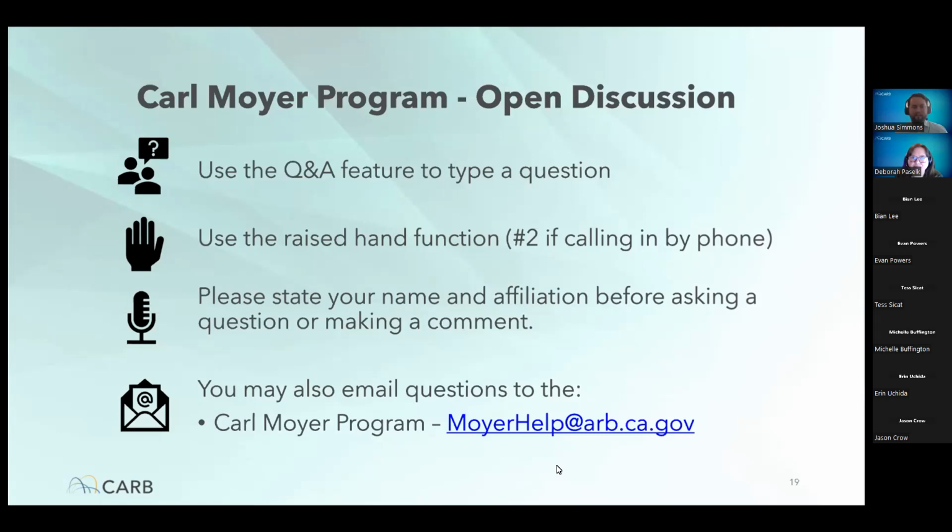And I believe the hands that are still up are remaining from earlier. So maybe at this time we can go ahead and pass it along to the farmer team for the next portion of the presentation. So next slide.